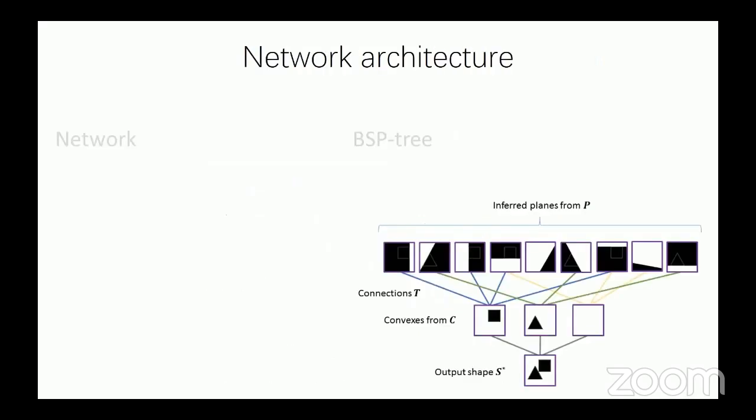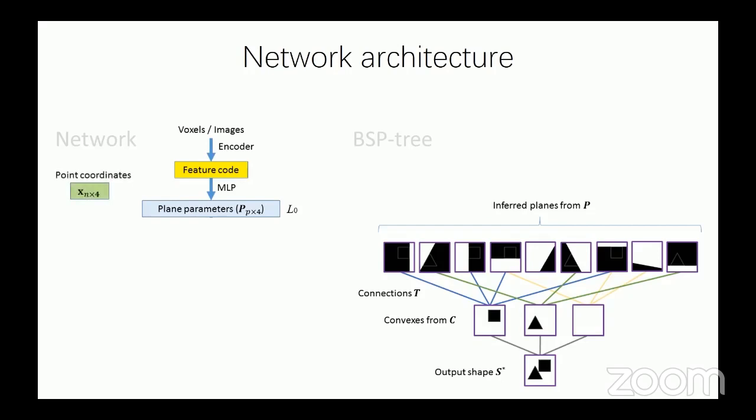We designed the network in such a way that each component represents a part of the BSP tree. Given a voxel model or an image as input, we use an encoder to get the corresponding feature code, and then use an MLP to map the feature code to plane parameters. The planes are the leaf nodes in the BSP tree. Similar to the training of other implicit models, we sample a set of points in space. The product of the plane parameters and the point coordinates will give us the signed distances, which are visualized in the first layer of the right figure.